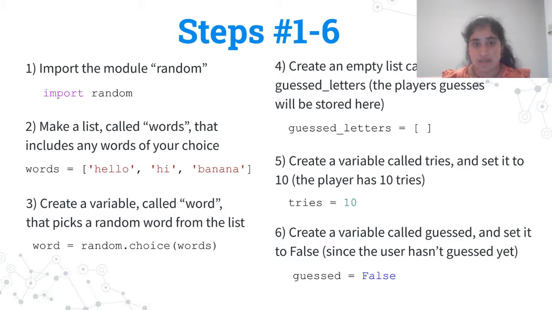So this is one sample answer to this. We've created a list called words, and inside we've written hello, hi, and banana using quotes. You can use single or double quotes. For the third step, you have to create a variable called word that picks a random word from the list we've just created. We'll give you a few seconds to work on this, but you can pause the video if you need more time.